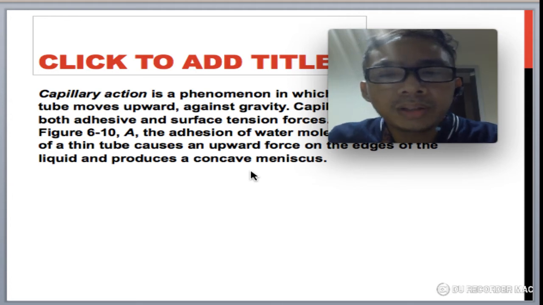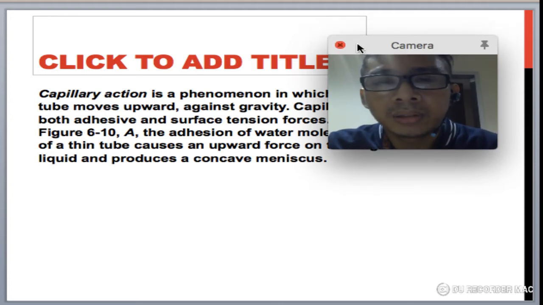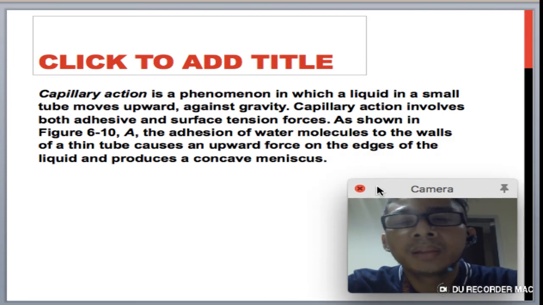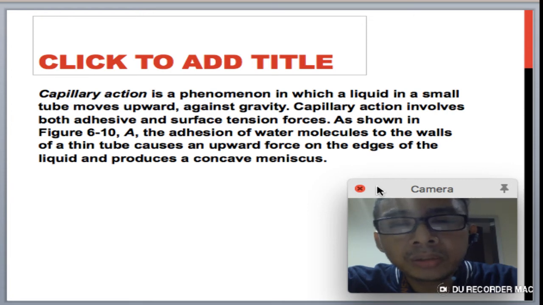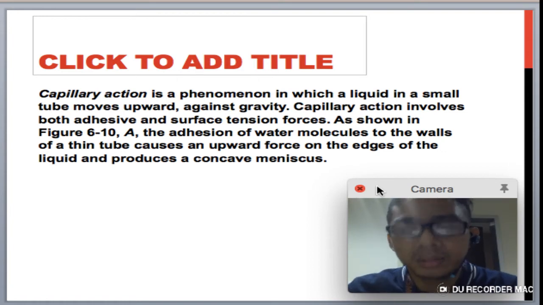Capillary action. What is capillary action? It is a phenomenon in which a liquid in a small tube moves upward against gravity. Capillary action involves both adhesive and surface tension force. As shown in figure 6.10a, the adhesion of water molecules to the walls of a thin tube causes an upward force on the edge of the liquid to produce a concave meniscus. So that is capillary action.